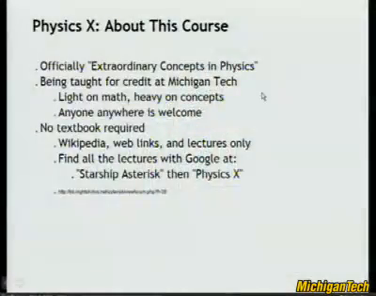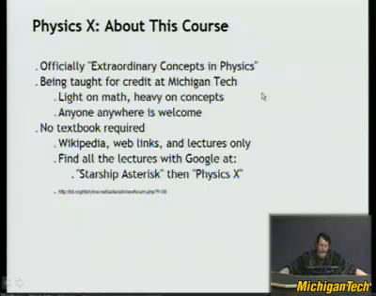So this is Entanglement 2, the second half of a lecture being taught at Michigan Tech. The course title is Physics X. The official title is Extraordinary Concepts in Physics, and I'll explain the stuff that I and other people think are cool using just Wikipedia links. It's 4 credits for students here, but anyone who's interested can tune in.